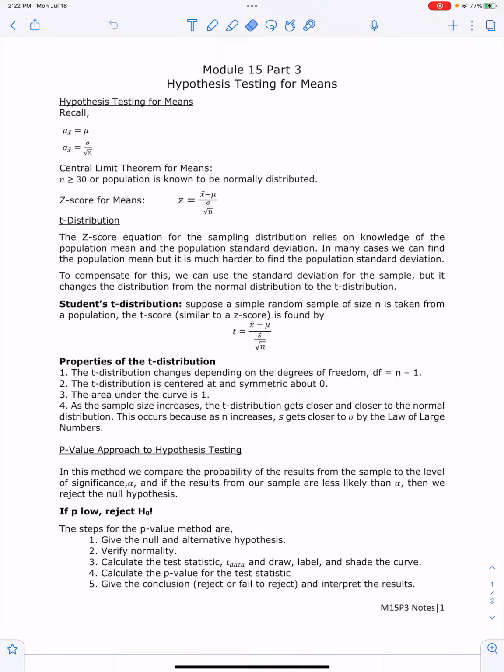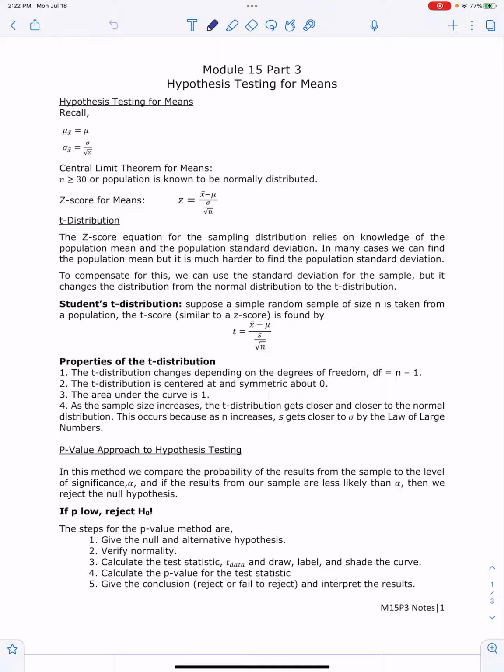Okay, this is the Module 15, Part 3 notes, hypothesis testing for means, page 1, reminder. So mu sub x bar, the mean of all the sample means, is the same as the population mean. Sigma sub x bar is our population standard deviation divided by the square root of the sample size.